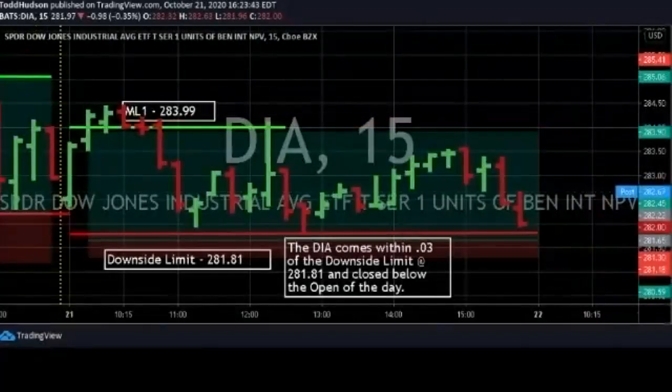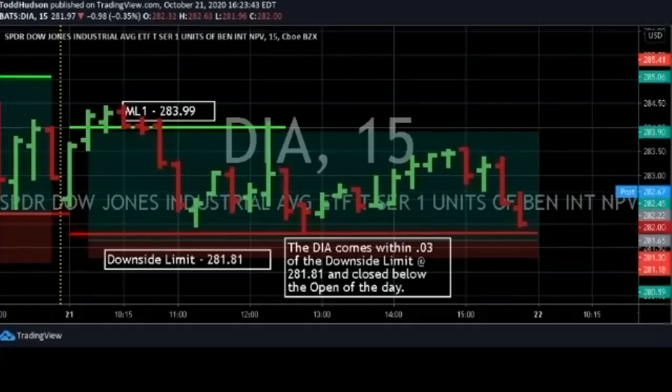The DIA on October the 21st reached the ML1 level up within the first half hour of trading. As you can see, it just traded in a pretty tight range that day. It came down and eventually tested the downside limit. The downside limit is the calculation that is halfway between the open and the MS1. The upside limit is a calculation that is halfway between the open and the ML1.